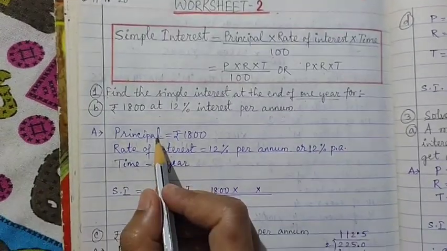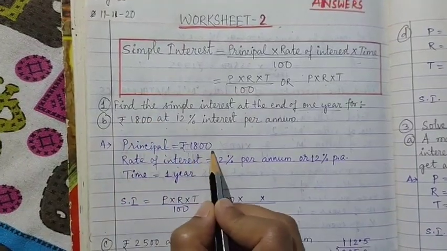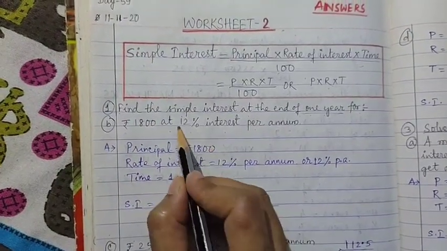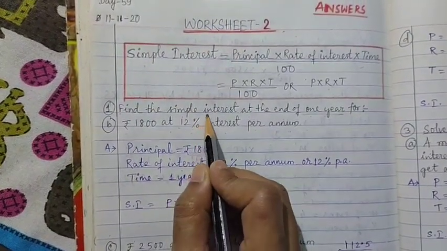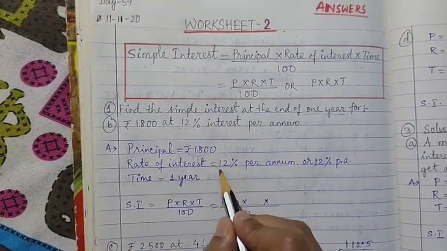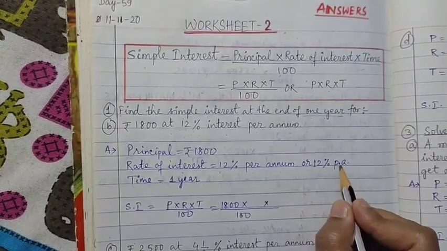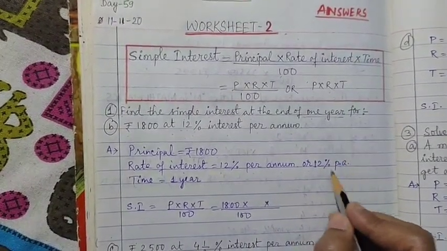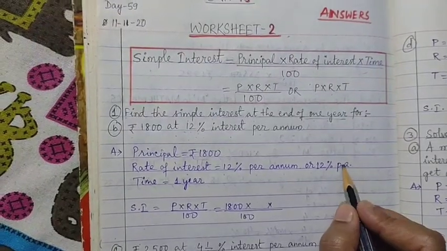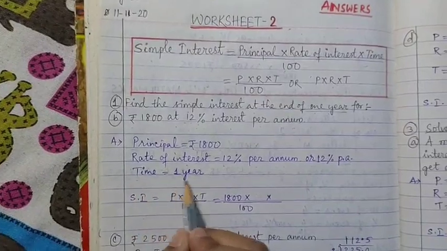So you have to write whatever is given to you. Principal is 1800 rupees. 12% interest यानी 100 रुपये में 12 रुपये means this is rate of interest. So rate of interest is 12% per annum, or you simply write 12% P dot A. Children, don't forget to write P dot A. एक साल में है, so you have to mention this, and time is 1 year.